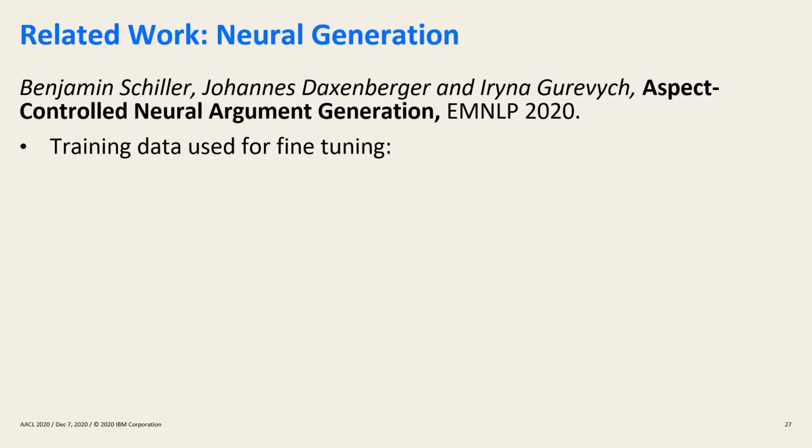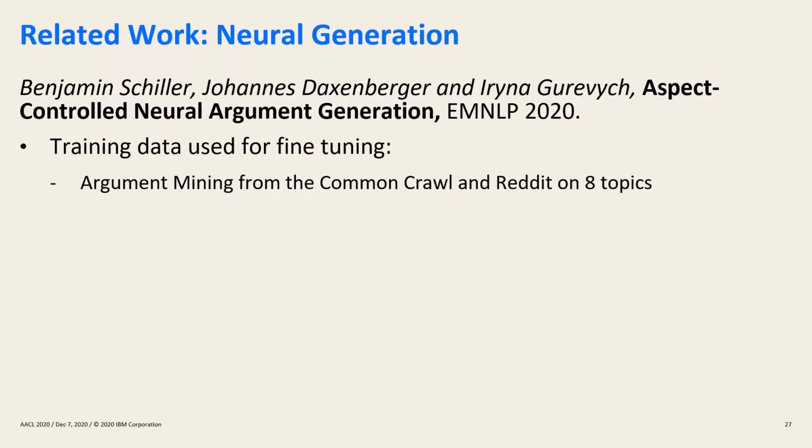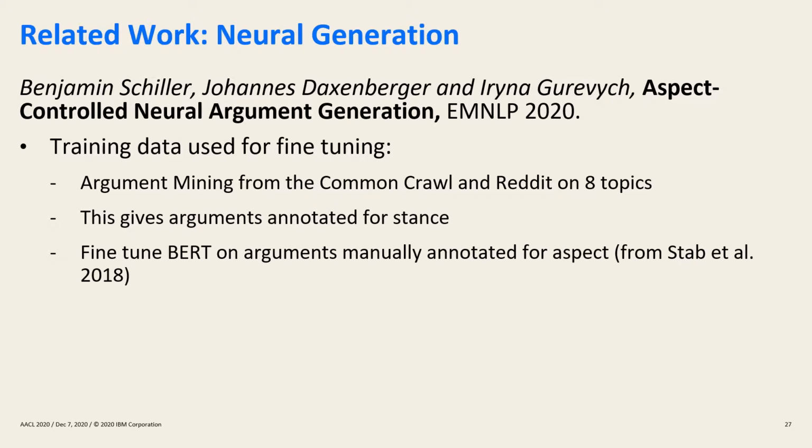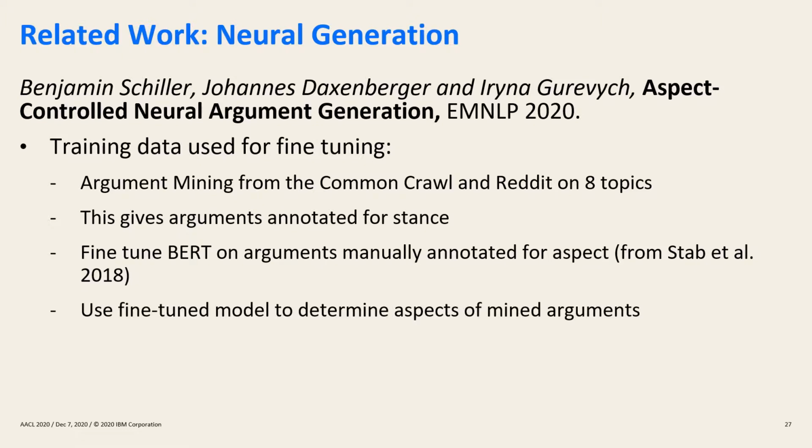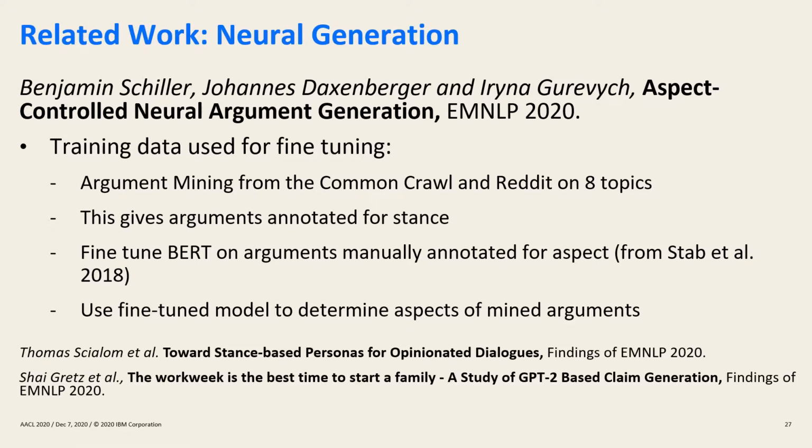And the training data they used for fine-tuning is based on argument mining that they did on the Common Crawl and on Reddit. Argument mining gives them annotated arguments, and also gives them the stance. Then they need to decide what the aspect is. So they fine-tune BERT on arguments which are manually annotated for the aspect, and obtain a classifier that tells them what the aspect is. And then they use this to further annotate their dataset for aspect.